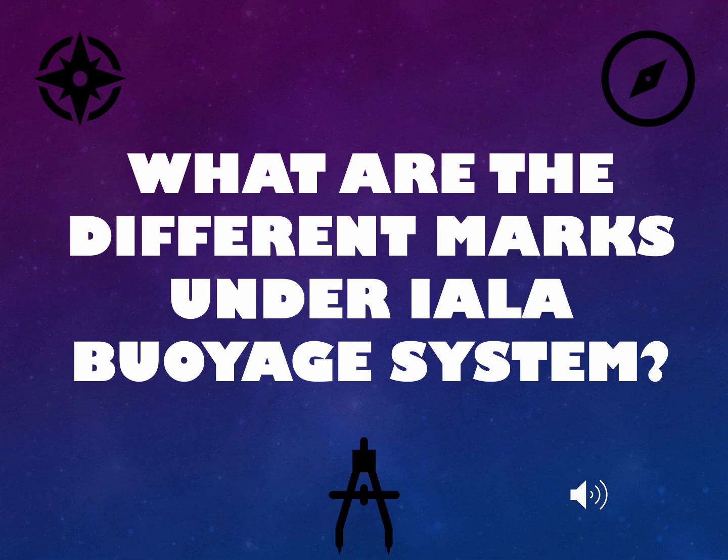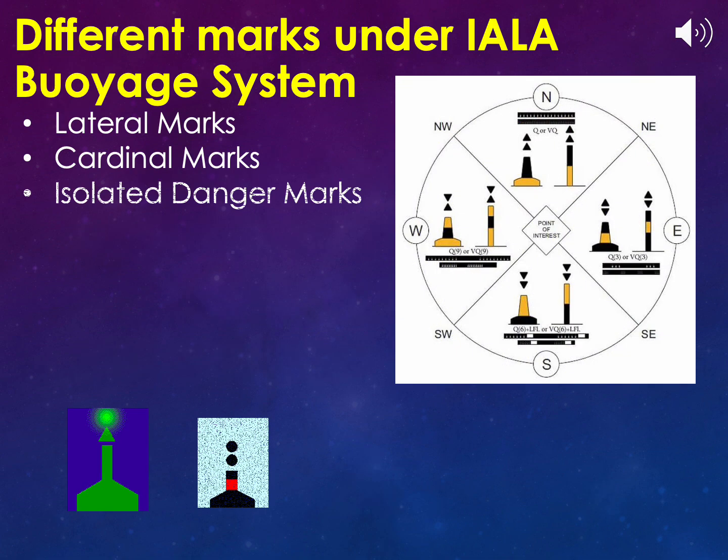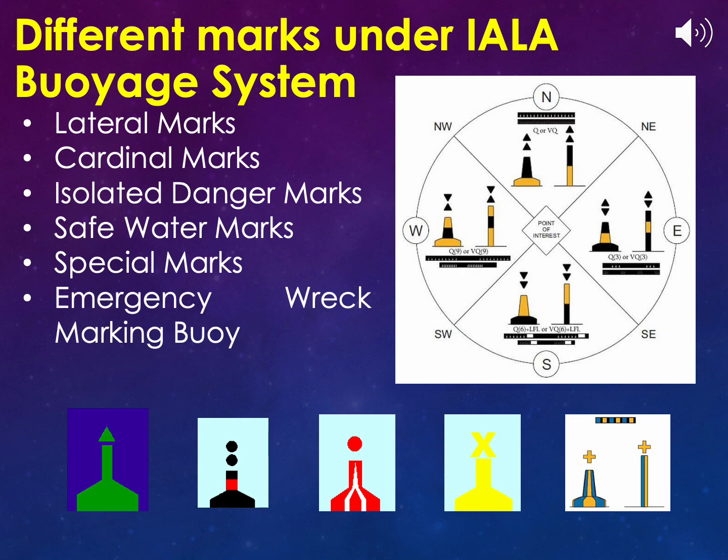What are the different marks under the IALA Buoyage System? Different marks under the IALA Buoyage System: lateral marks, cardinal marks, isolated danger marks, safe water marks, special marks, and emergency wreck marking buoy.